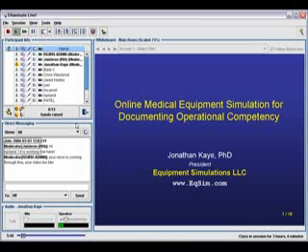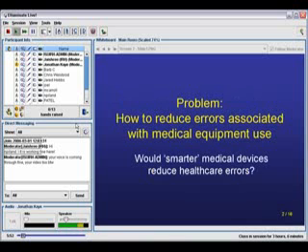A lot of times, though, in medicine, there's such a push on the equipment side to reduce errors, for example by creating more intelligent medical equipment, trying to make the operator less responsible or make it easier to operate the device. And so one question people ask, what I'm going to do is start with how we reduce errors, and it's going to feed into why the first goal about familiarization and comfort is so critical.